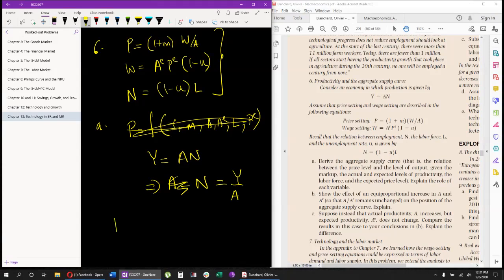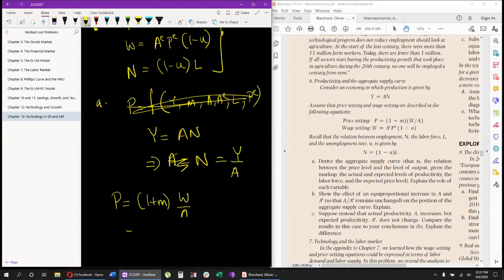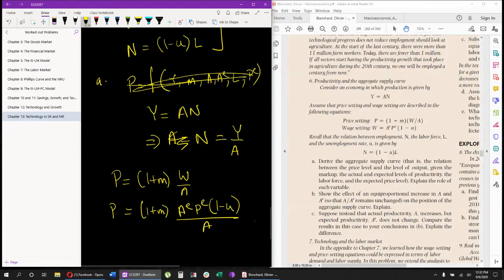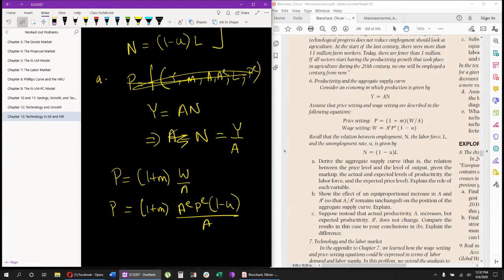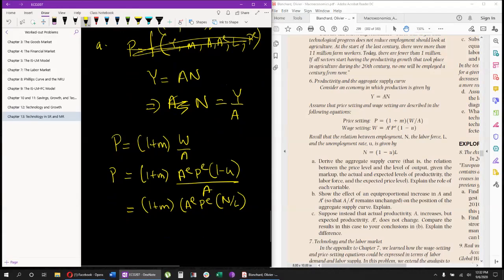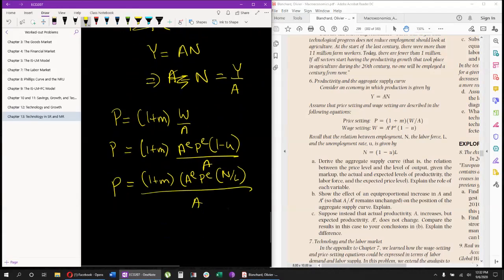Okay. So P here is equal to 1 plus M, W by A. But I can replace this with, what can I replace this with? 1 plus M will stay, but wage is equal to AE PE (1 minus U) divided by A, which is P. So up here I know that 1 minus U is equal to N by L. So let's put that in: 1 plus M, AE PE, (1 minus U) is equal to N by L. This whole thing divided by A is equal to P.